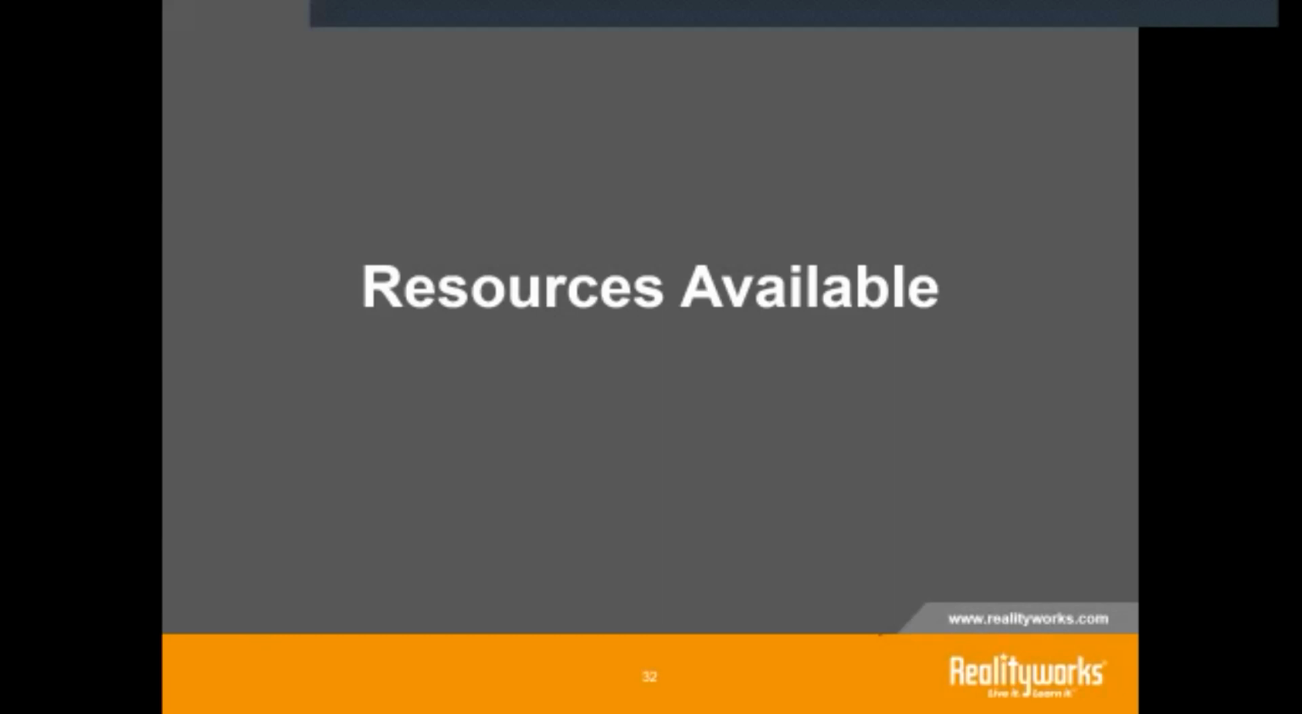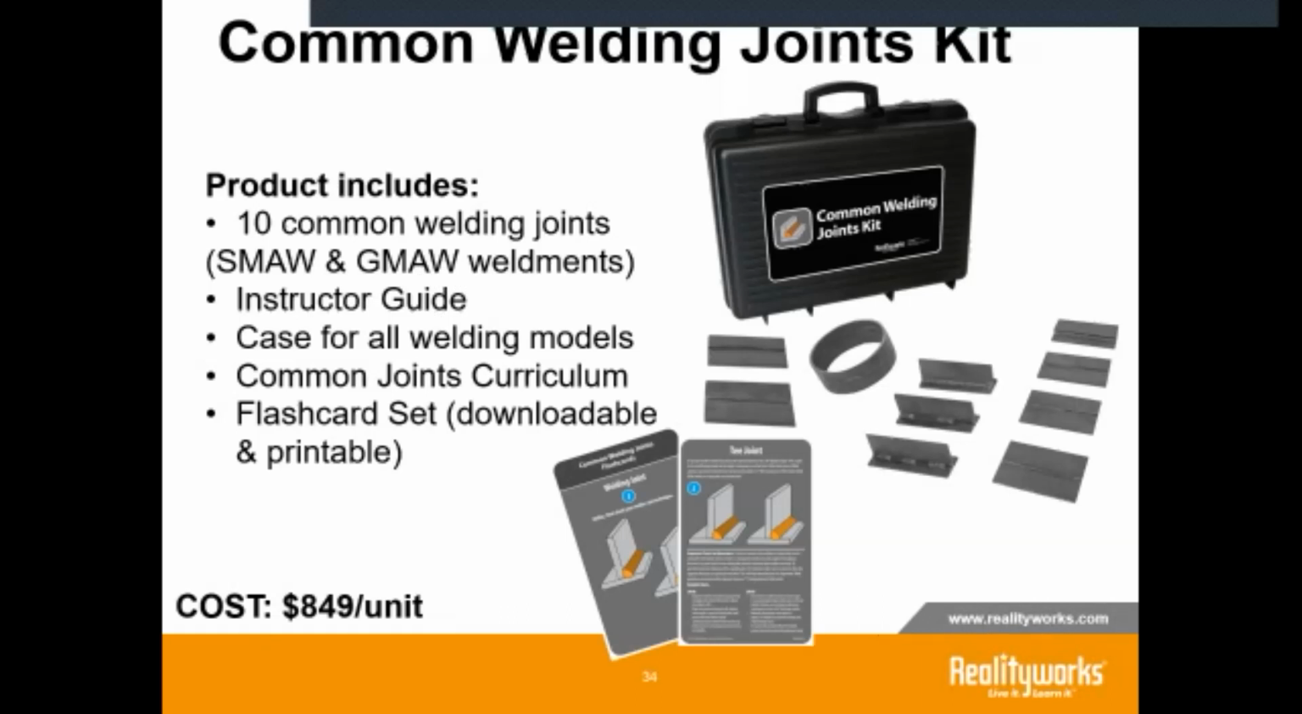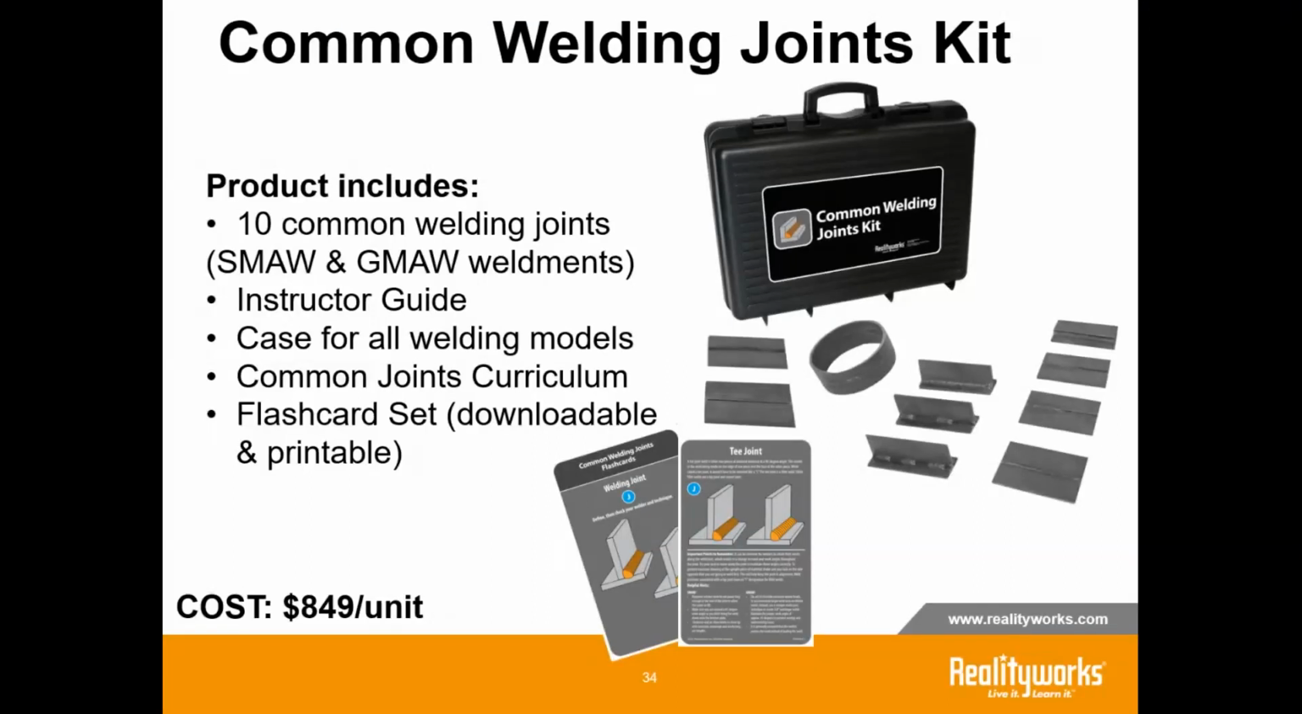So that brings us to other available resources that we have to offer. One of our newest products is our Common Welding Joints Kit. This is a product that allows students to be able to see what are the most common welding joints. There's 10 common welding joints in this kit, both focusing on how to do welds with SMAW and GMAW. So in this case, it allows students to be able to have actual welds.